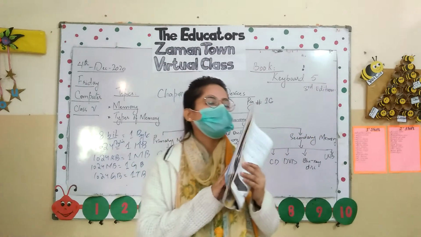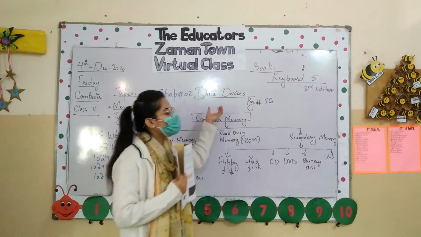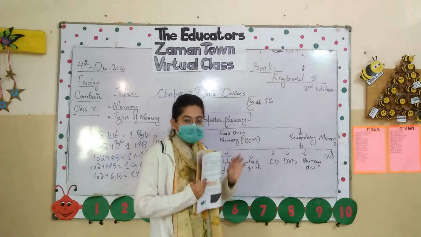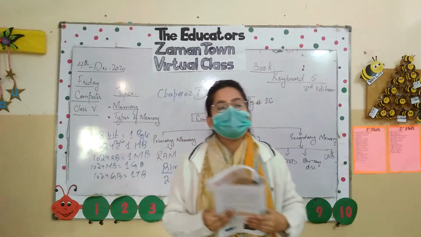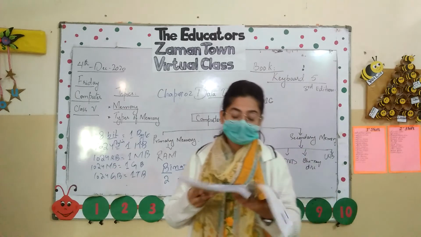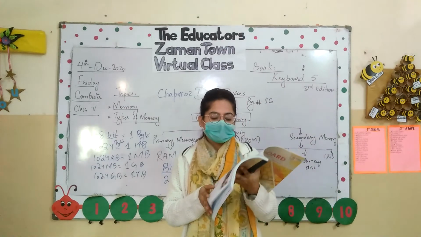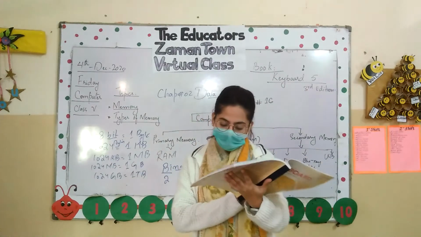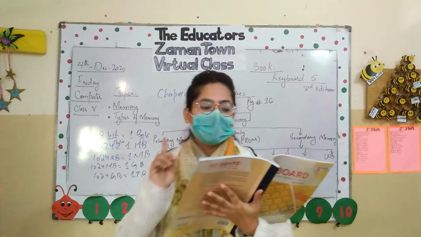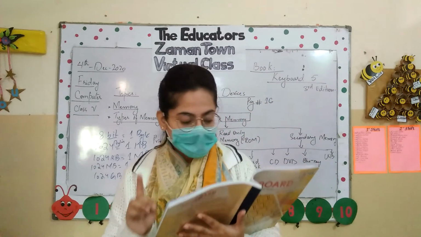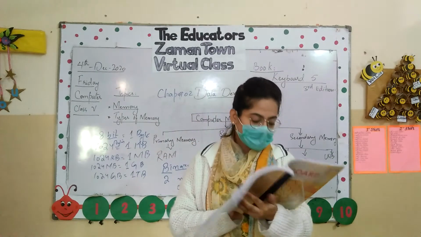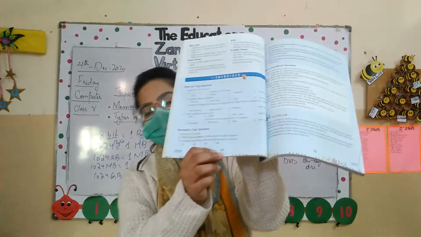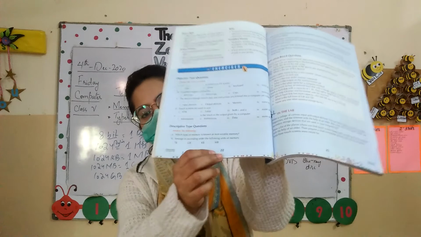Now that chapter is completed. In the chapter on data devices, we have read about input devices, output devices, and memory. We have read all these devices. Now I am going to tell you about your homework. In the previous class, I had given only one question on page number 23, part C. But now I am giving you more work on page 22, come to page 22.